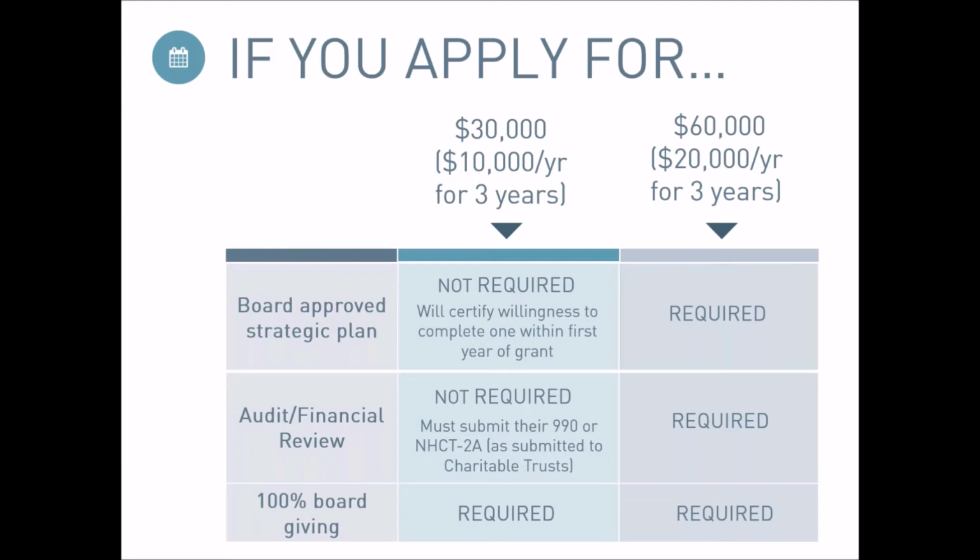And now focusing on the far right column, much like our old guidelines, organizations that can submit an audit or a financial review and that have a board-approved strategic plan can request a $60,000 multi-year grant, which is $20,000 a year for 3 years. And as you see here in both categories, organizations must be able to certify that all of their board members make financial gifts to the organization.